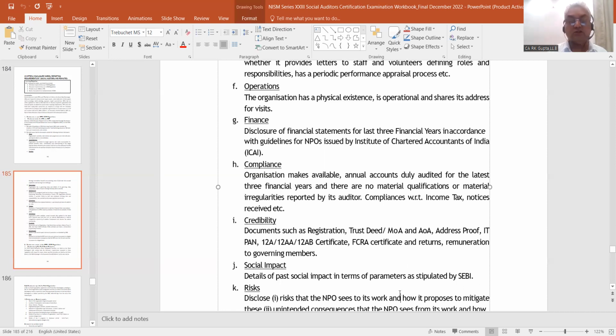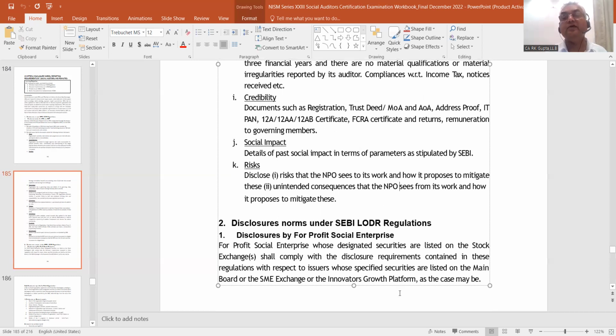Then risks. So disclose risks that the NPO sees to its work and how it proposes to mitigate these, and unintended consequences that the NPO sees from its work and how it proposes to mitigate them. So risks which are already persisting, how it will mitigate them, and unintended consequences and the proposal to mitigate them. So these are the minimum initial disclosure requirements, which the Social Stock Exchange, under the guidance of the Social Stock Exchange Governing Council, will mandate.